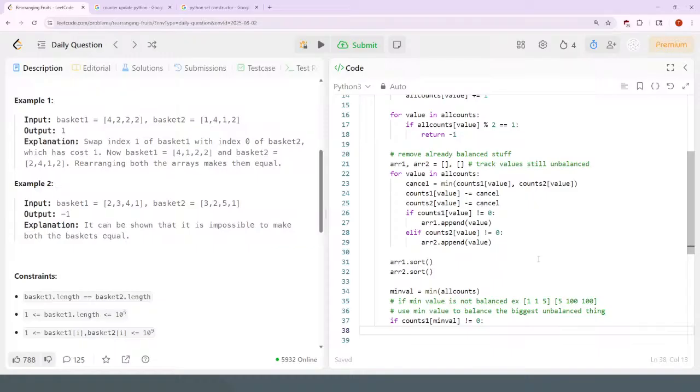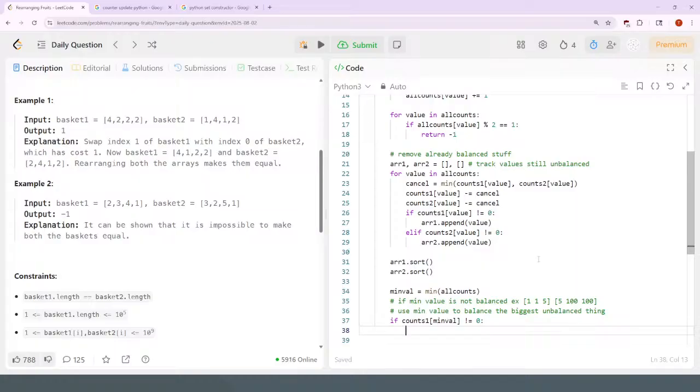So that means I need to find the biggest thing in array 2 and do a swap so that now it's balanced. I think that's always, yeah, so the min value is not balanced. So there's 2 1s on the first array. Find the biggest thing in the second array.